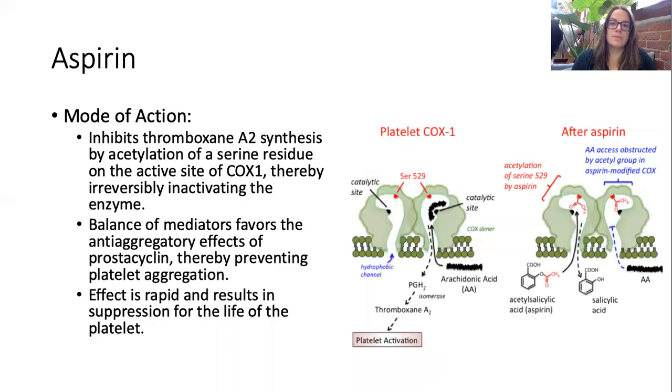In contrast, the mechanism of action of aspirin is different.